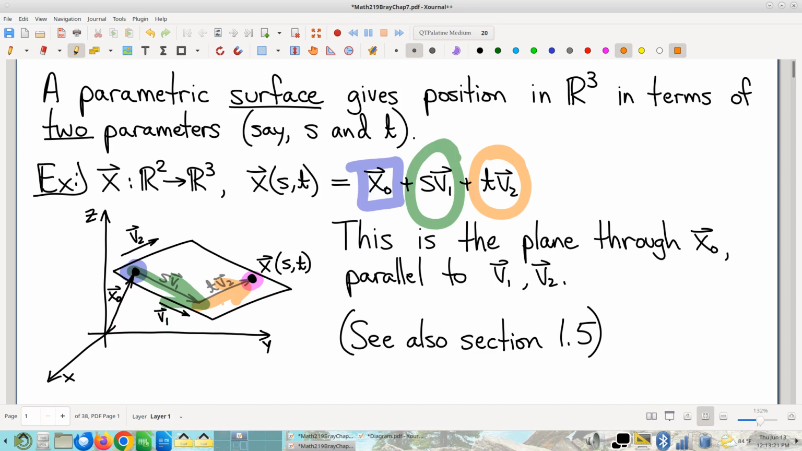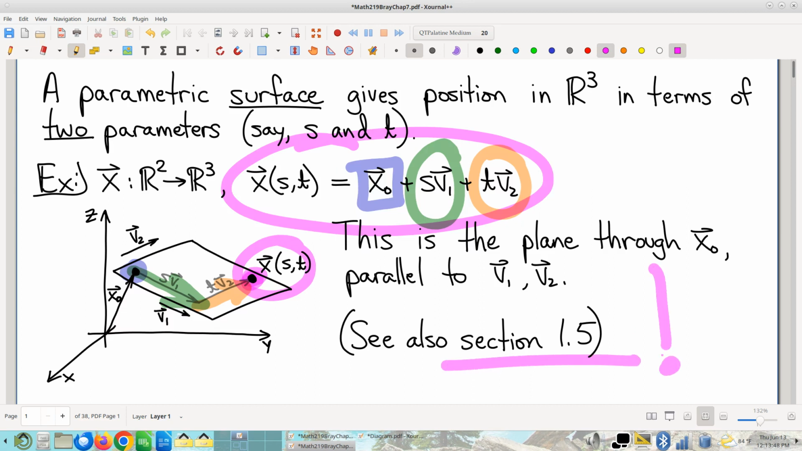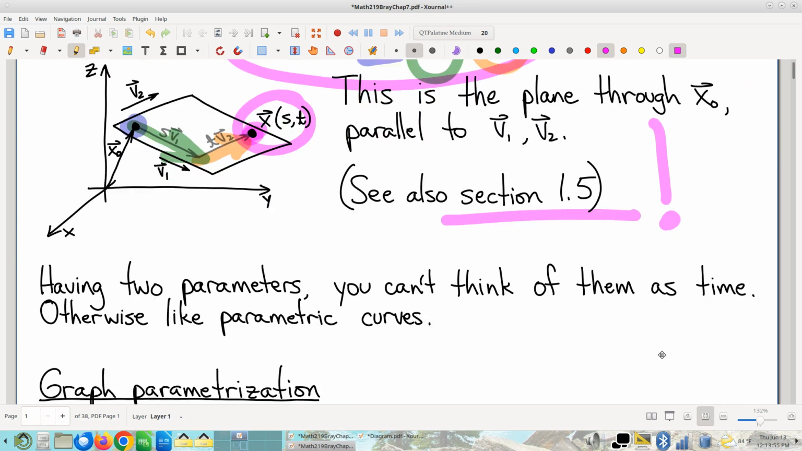And wherever you might need to get to in this plane, if you've got two different directions in which you can move as much as you like with your parameters s and t, yeah, you can get there from here, right? No problem. So this will generate all the points in the plane. By the way, flashback to section 1.5. You may recall there was a homework exercise that used this construction, kind of like this. So anyway, for your reference.